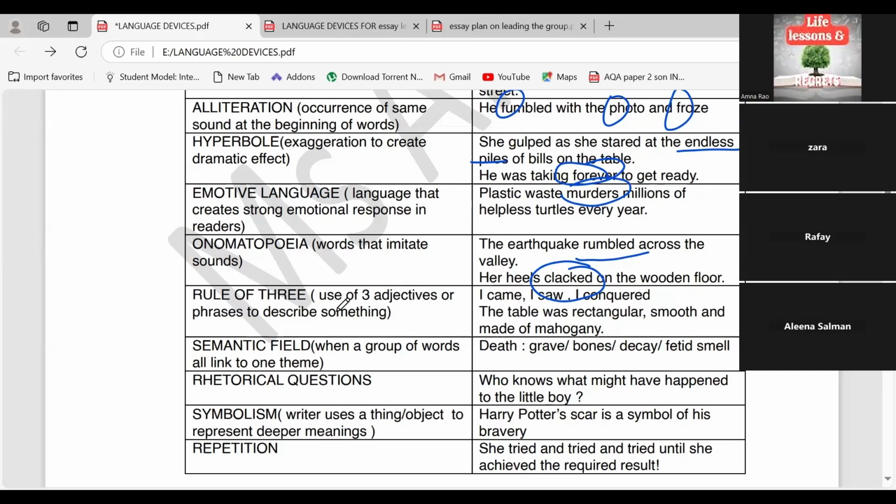We also call it tripling. Tripling is when you're using three adjectives or phrases. Basically, rule of three means using three words which are thematically connected with each other. That is the definition. For example, I came, I saw, I conquered. Now, came, saw, conquered, these three words are related to the family of verbs. These are all verbs, right? So I'm using three verbs in one sentence. So that is what I call rule of three.